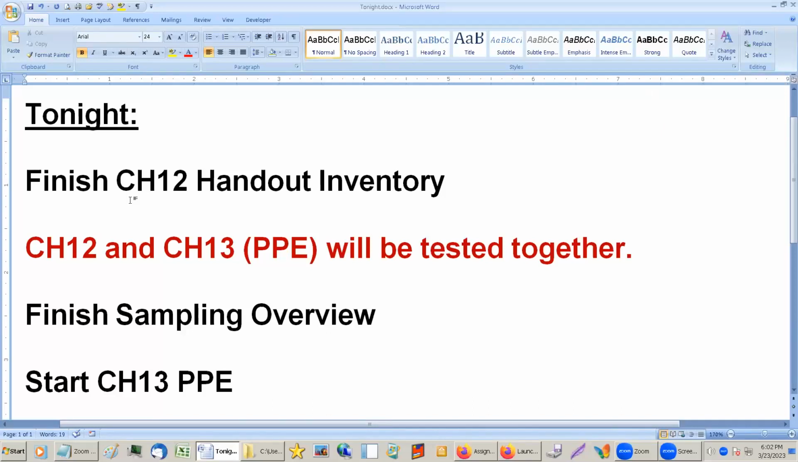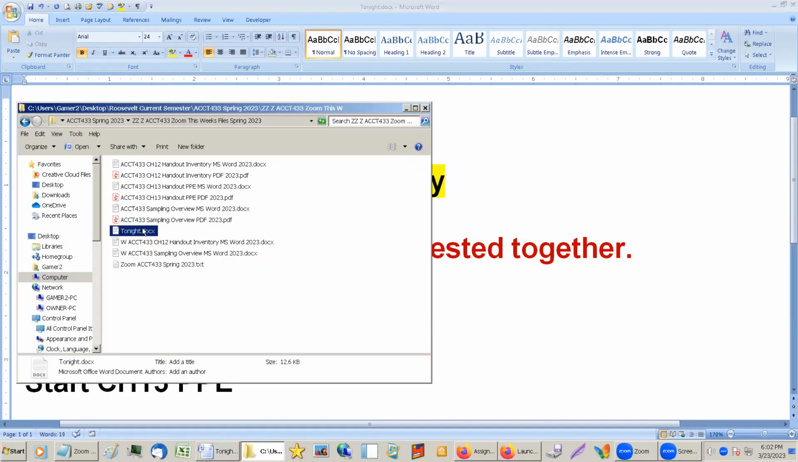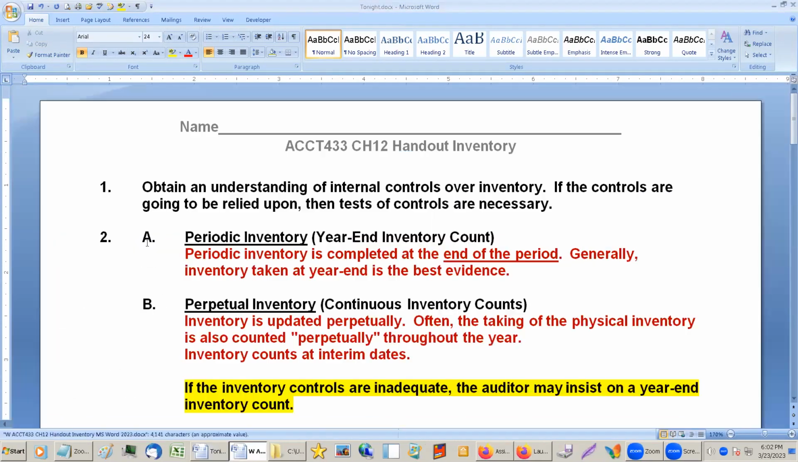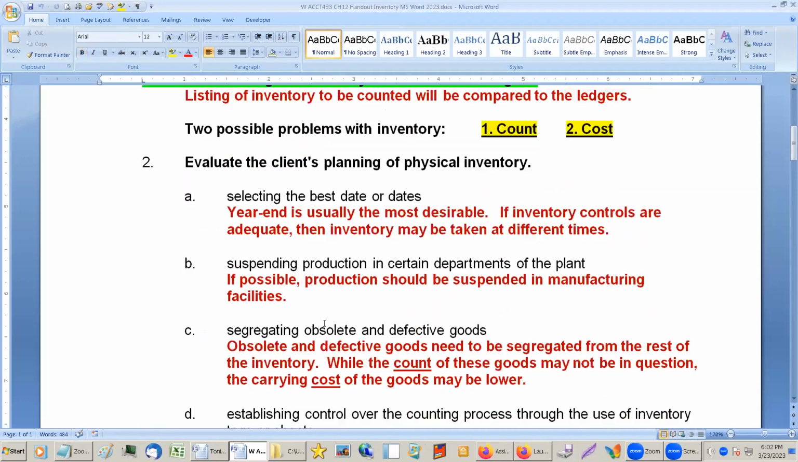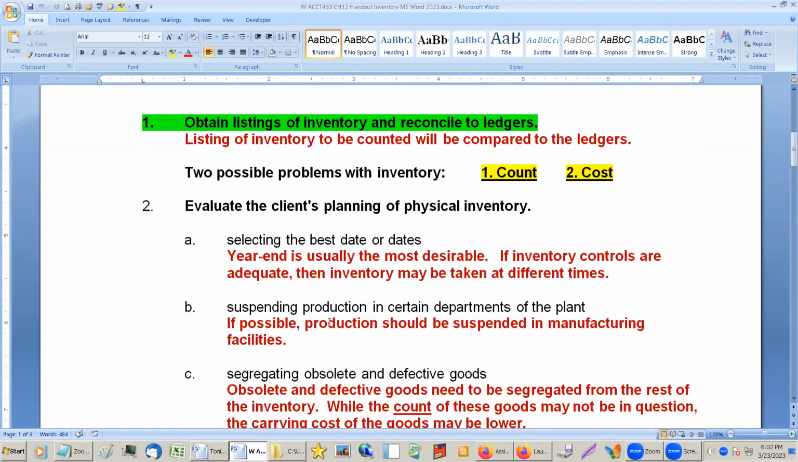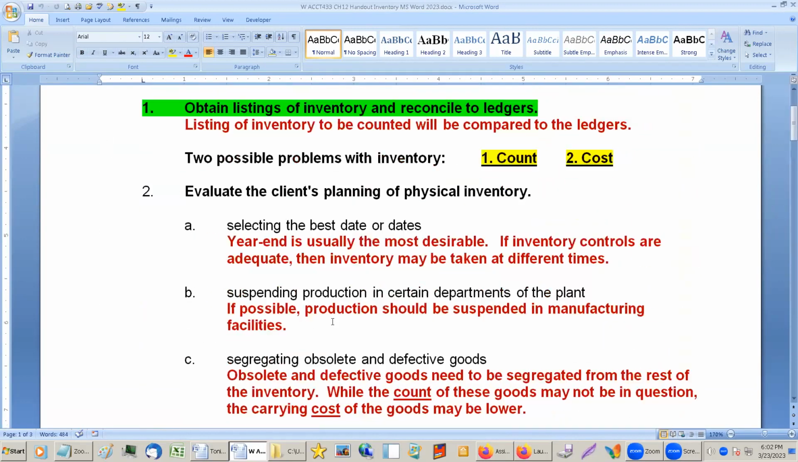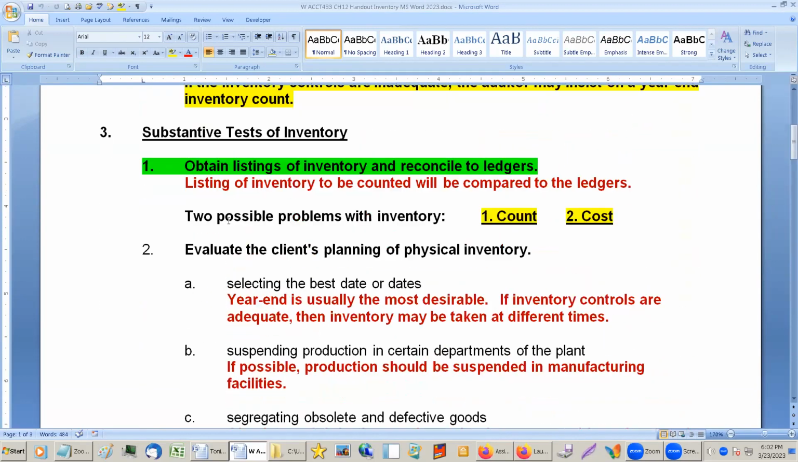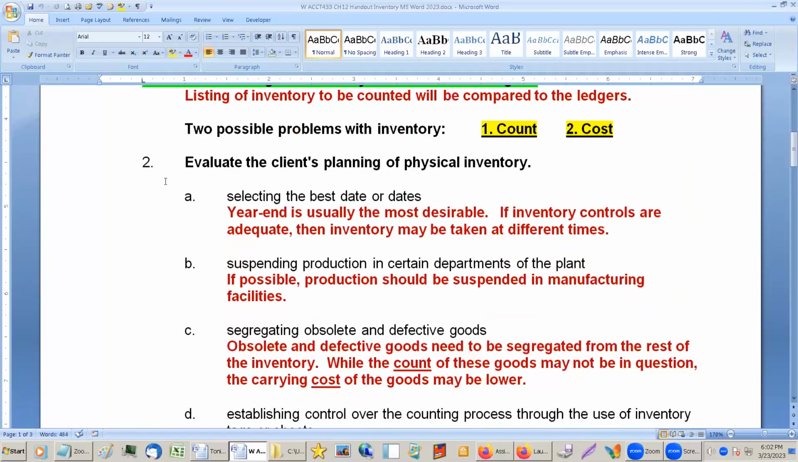All right, so tonight we're going to start out looking at the chapter 12 handout. And we got down to, okay, so just kind of bring us back to where we were last time.